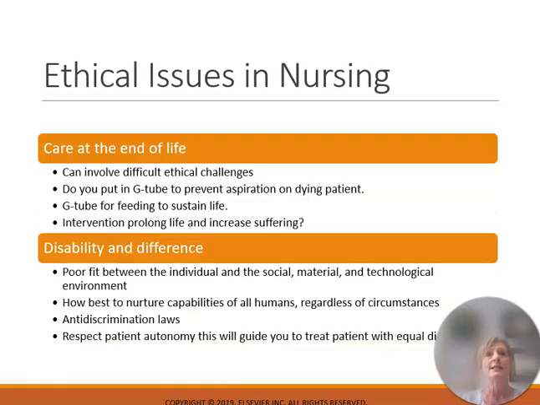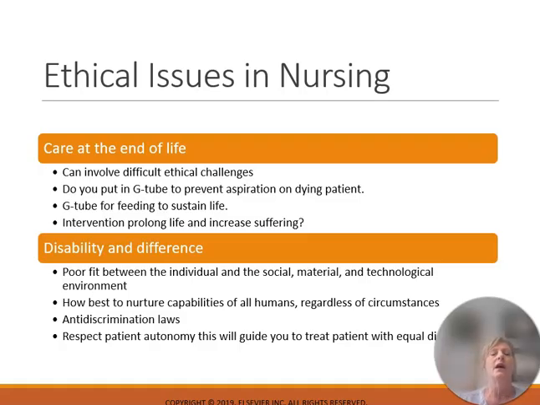So as far as legal and ethical issues in nursing, there's a couple that we see that are probably more so than others. One is usually end-of-life care and disability indifference. End-of-life care can have difficult ethical challenges. Do we put a G-tube in somebody who is aspirating, a dying patient? Are we going to do that? They're dying. Are we going to put a G-tube in to prolong it? We don't really know, that's an ethical dilemma that we have.